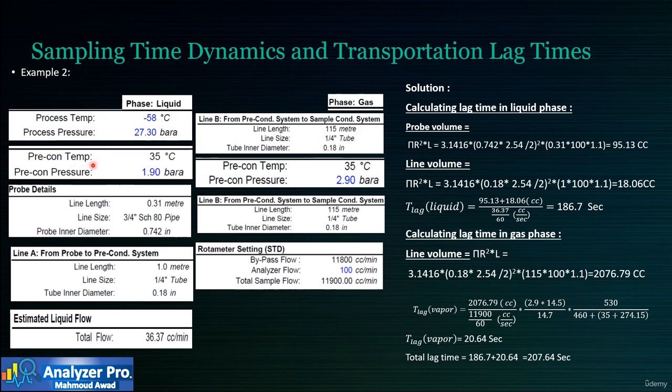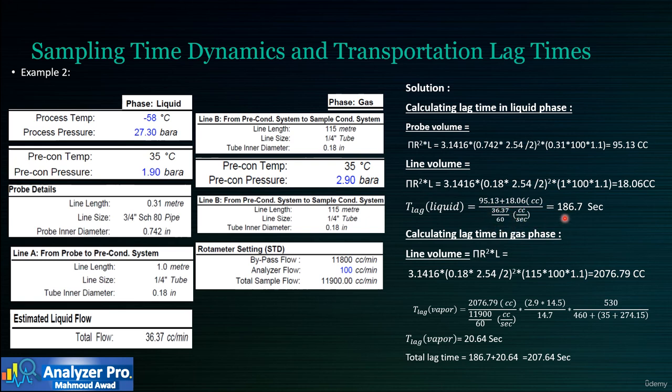To calculate the lag time for this system, we will calculate the lag time for each side alone, then add the lag time of both sides to get the total lag time. So let us begin with the first side in the liquid phase. Same as before, we will calculate the probe volume, then the line volume. And finally add both volumes and divide by the estimated liquid flow to get the lag time in the liquid phase before the analyzer.